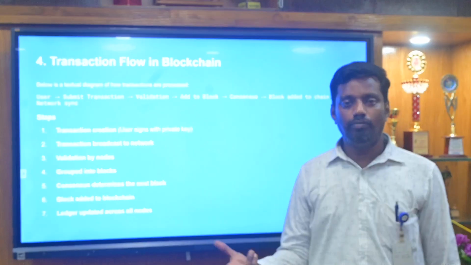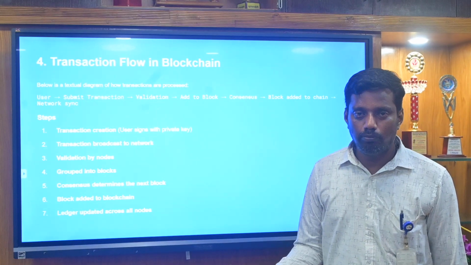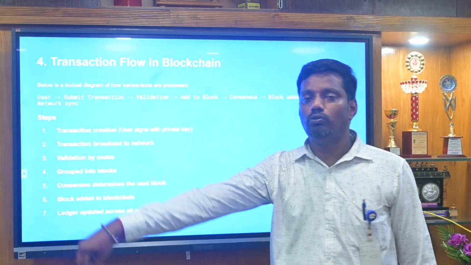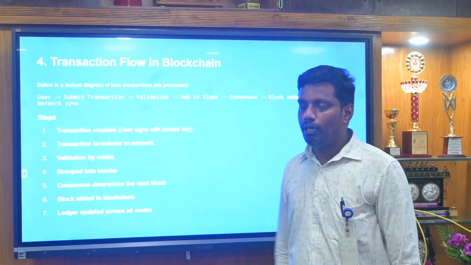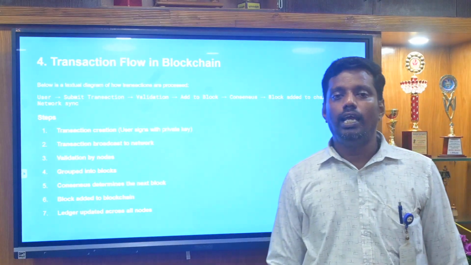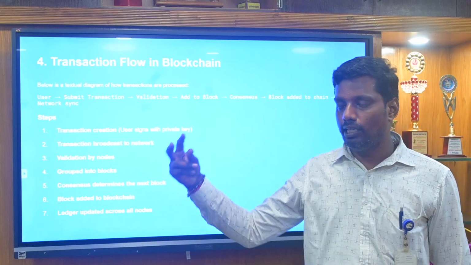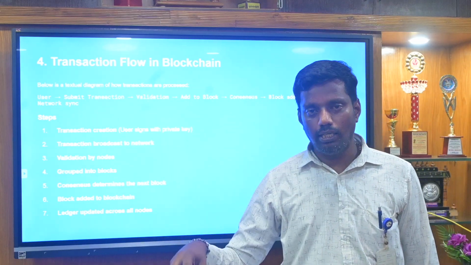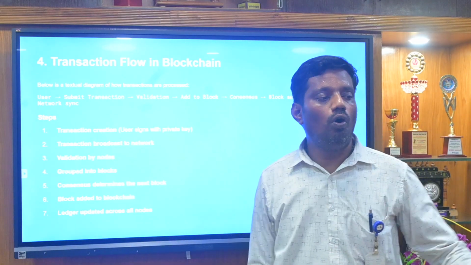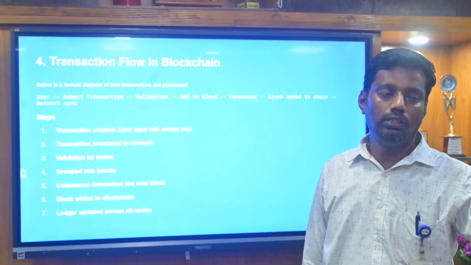Now once everything has been verified, after the consensus mechanism, the block is added into the network, and finally the ledger is updated across all the nodes. So once any data has been added into the network, that data's information is distributed to all the other nodes in the network.